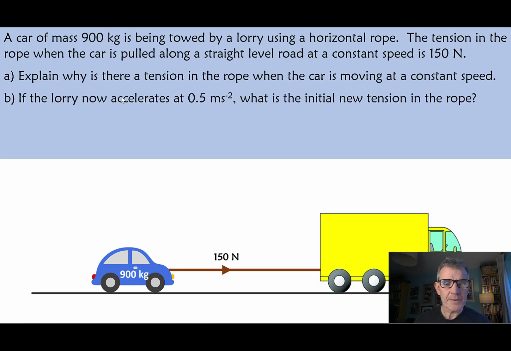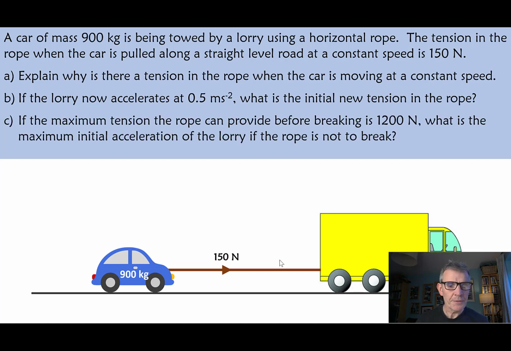If the lorry now accelerates at 0.5 meters per second squared, what's the initial new tension in the rope? And if the maximum tension the rope can provide before breaking is 1,200 newtons, what is the maximum initial acceleration of the lorry if the rope is not to break?